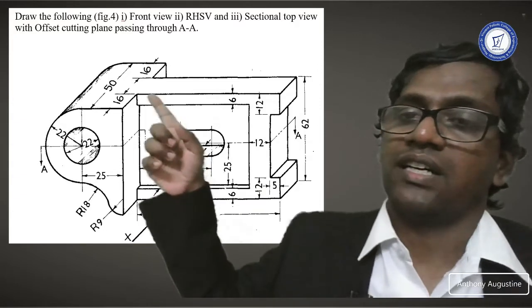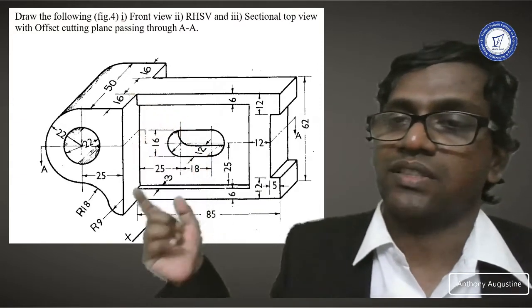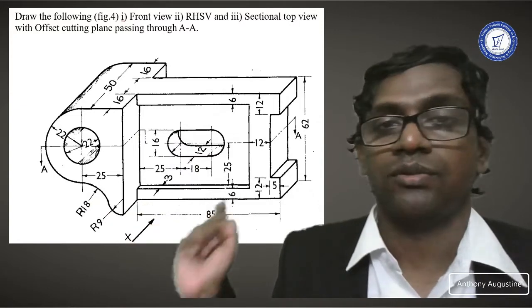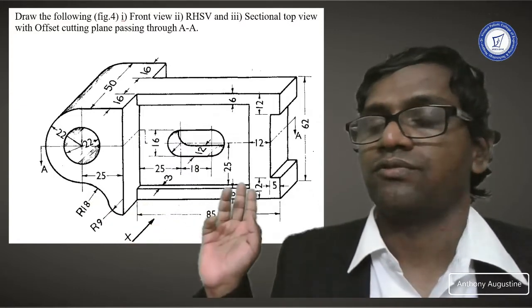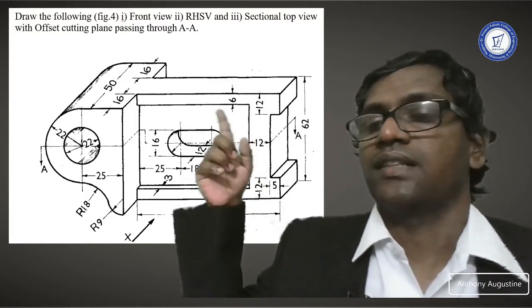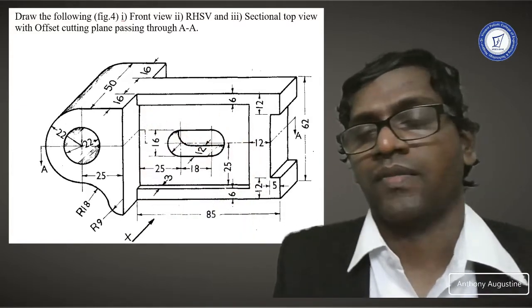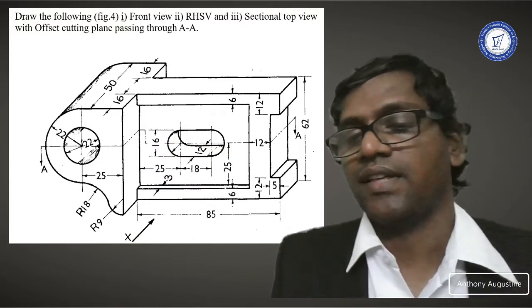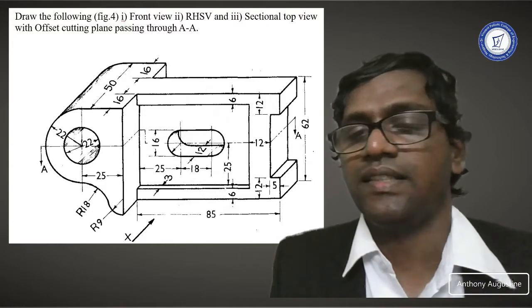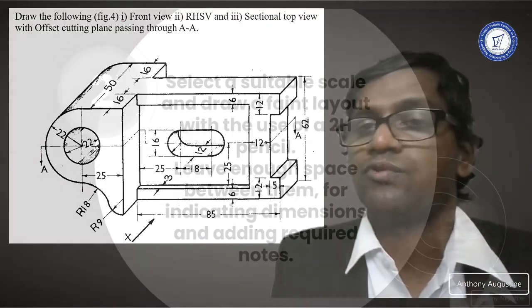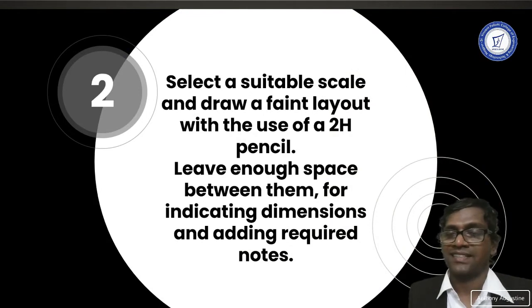The top view would have an additional thickness of 50 mm and the length of 132 would be common. The right hand side view would have a height of 62 and the thickness of 50 mm. Now that we have found out the maximum sizes, we move to the second step. We select the location on the sheet and draw layouts using a 2H pencil and use the maximum dimension to plot it, leaving enough space between the layouts for dimensioning and writing notes.